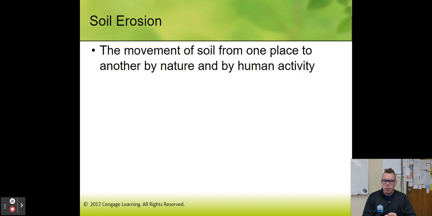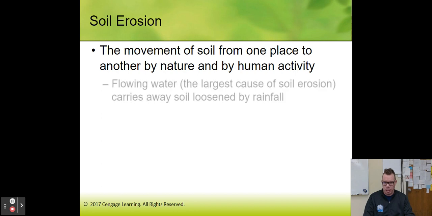All right, soil erosion. Okay, movement of soil from one place to another by nature or by human activity. Like we've talked about, remember clear cutting: if you take all the trees out, soil erosion is going to happen. Water just takes it all away. Okay, that would be happening by nature. Human activity is when you get a big backhoe in there, you need to take all the soil because you're going to sell it somewhere else or something like that.